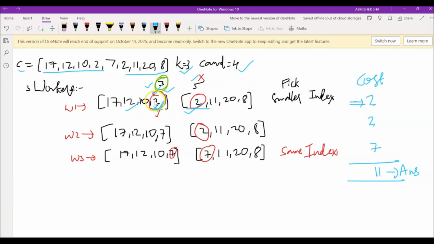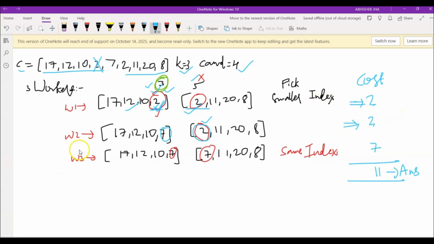After hiring this worker, we'll remove it from the array, so our array would no longer contain this value 2. Again, in our second session, we need to hire one more worker. We'll group the array into the first 4 and the last 4. The first 4 values would be 17, 12, 10 and 7, and the last 4 would be 2, 11, 20 and 8. Again we'll compare the workers with lower cost. In the first group, the lowest cost is 7, and the second group has the cost 2. Since 2 is the lowest cost, we'll hire this worker from the second group of candidates. So our total cost would be 2 plus 2, which is 4.